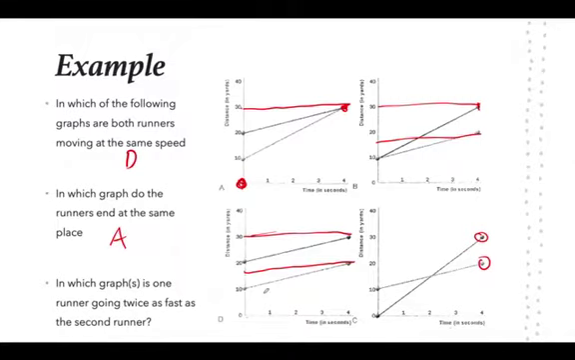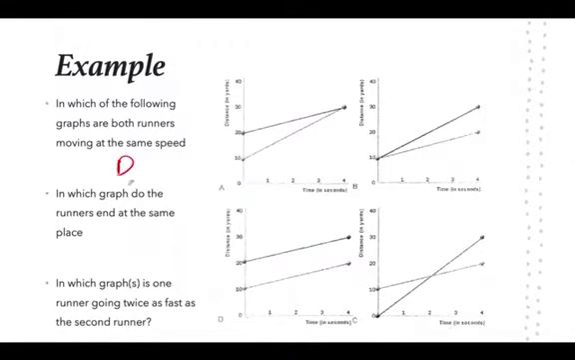Now, for the last question, in which graph or graphs is one of the runners going twice as fast as the second runner? So twice as fast is a measure of speed. So we're looking for a graph where one slope is twice the other slope. So we can eliminate this one right away because the slopes are the same. Let's look at this one right here.